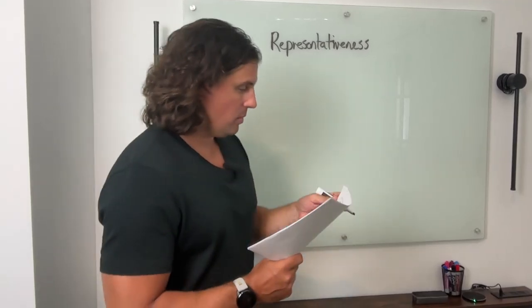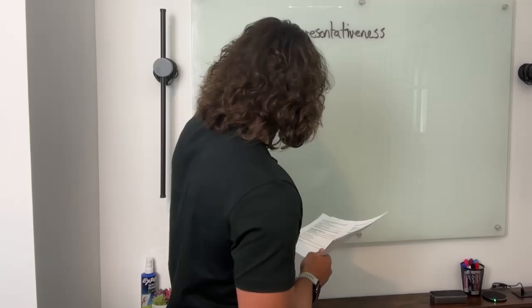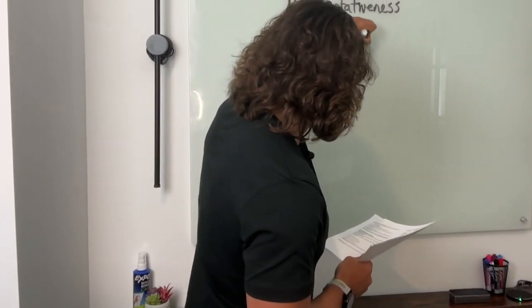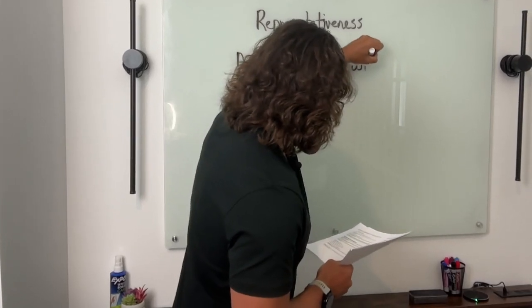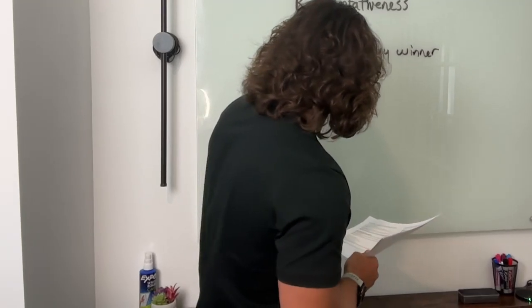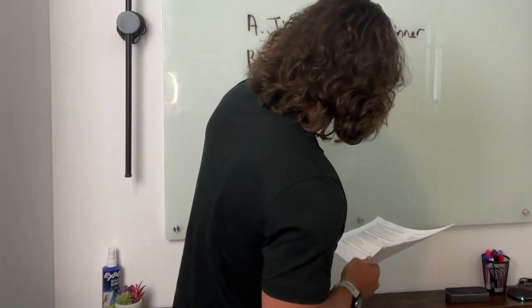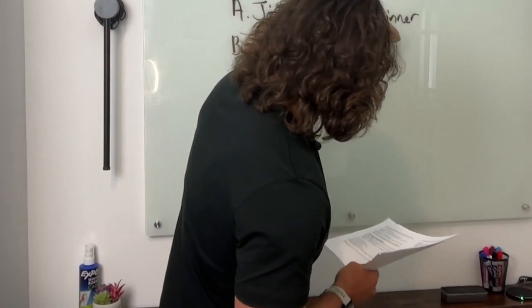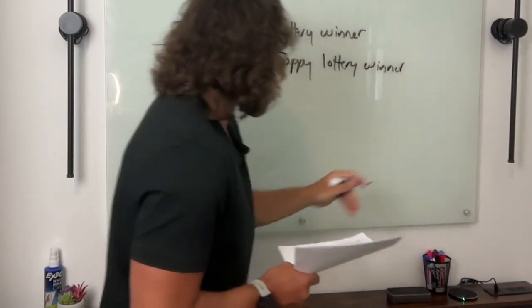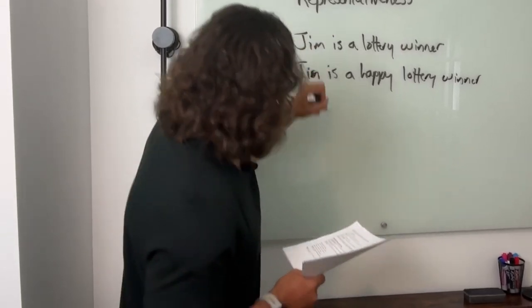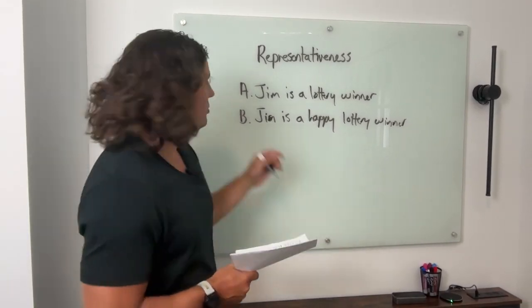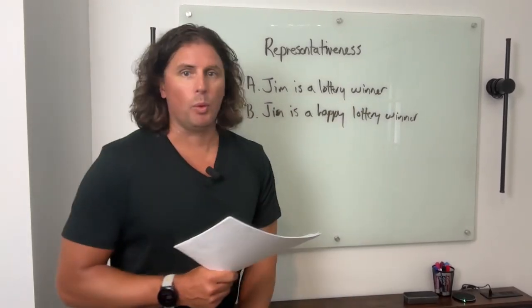So let me ask you this question here. Option A, Jim is a lottery winner. Option B, Jim is a happy lottery winner. Which one, A or B, is more likely? Now, Jim is a lottery winner or Jim is a happy lottery winner?